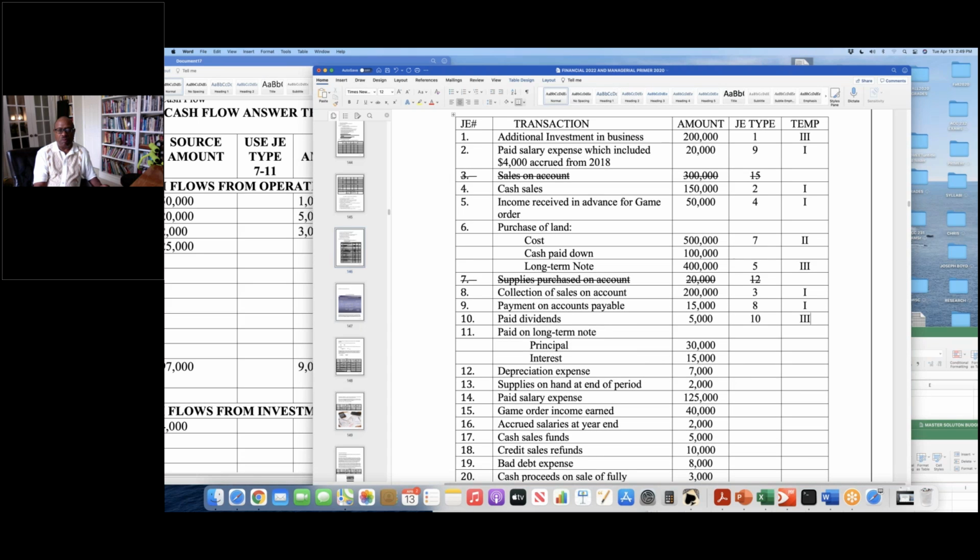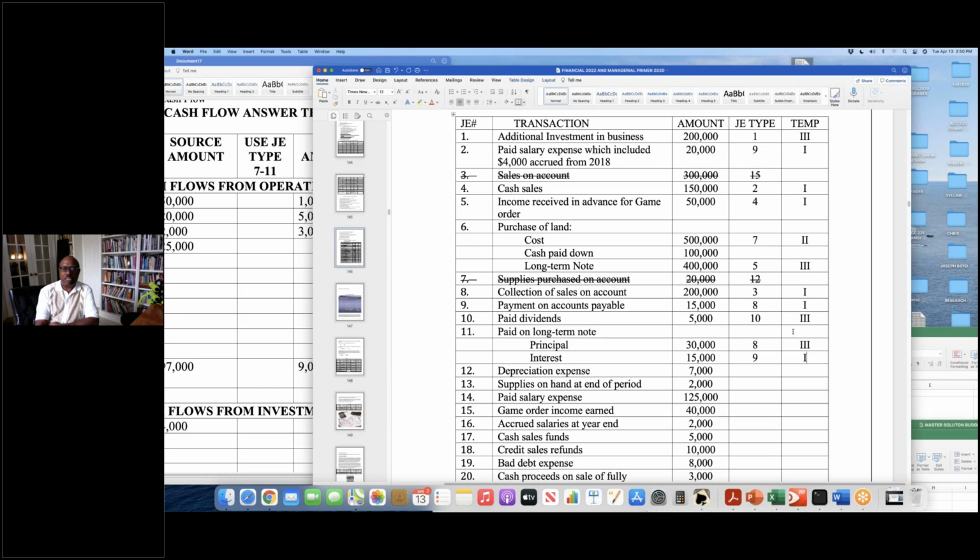Paid on long-term note. From what? One. No, you're paying. Oh, 8. It's going to be 8. And interest will be 9. Let's get our locations. Long-term notes going to be in what? Part 3. And interest is going to be in part 1 because it's an expense.